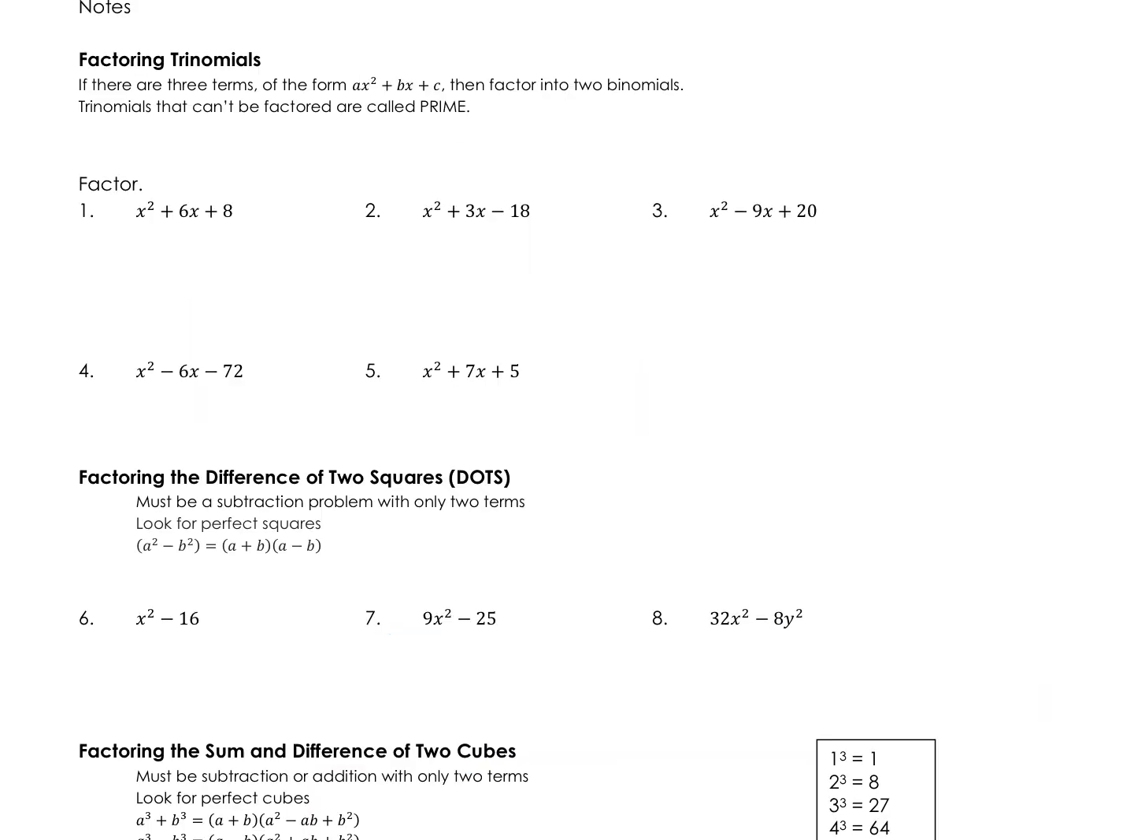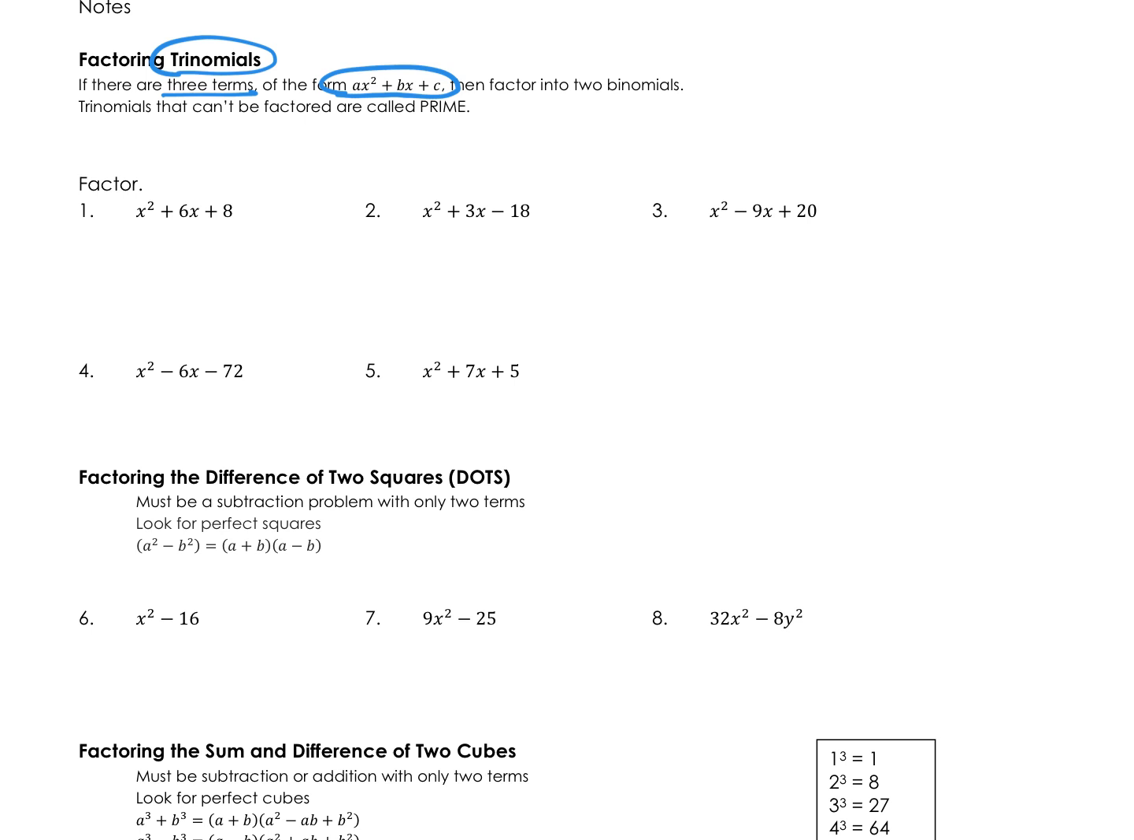But the first kind of factoring we're going to do is with trinomials. If this says it's a trinomial, how many terms are there going to be in a trinomial? 3, right? That's what tri means, is 3. So when there's 3 terms, specifically of this form here, ax squared plus bx plus c, so a quadratic, you've got a number a in front of the x squared, a number b in front of the x, and a number c in front of that. That's going to be a trinomial, right?